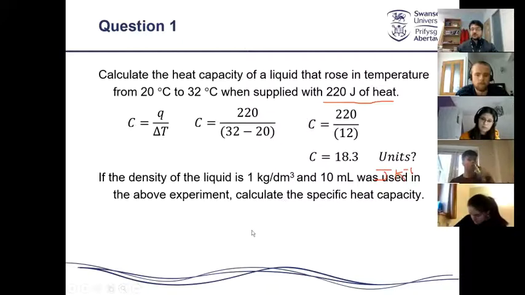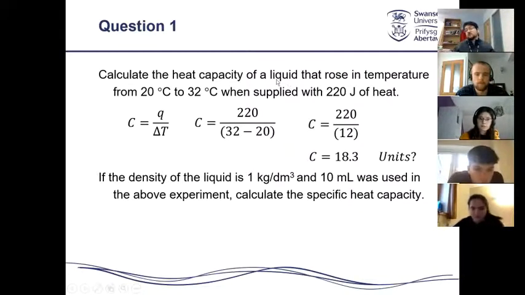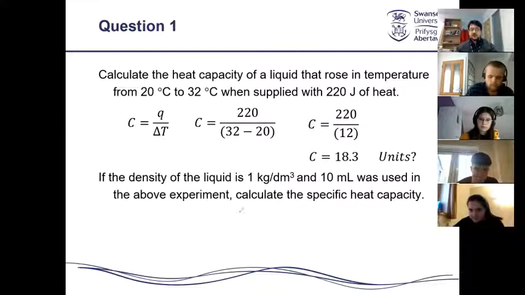But of course, we really need to work out specific heat capacities, as we have no idea what amount of liquid is being used. It could be a liter, could be many liters, could be a mil. We have no idea. So from this, the question then continues to state that the density of the liquid is 1 kilogram per cubic decimeter, and 10 mil was used in this experiment. And so from that, we are then able to calculate a specific heat capacity for this whole experiment.